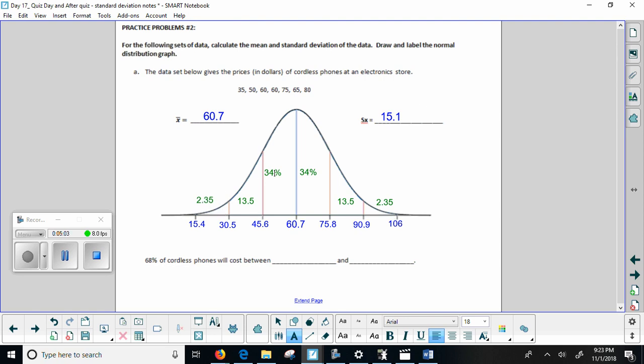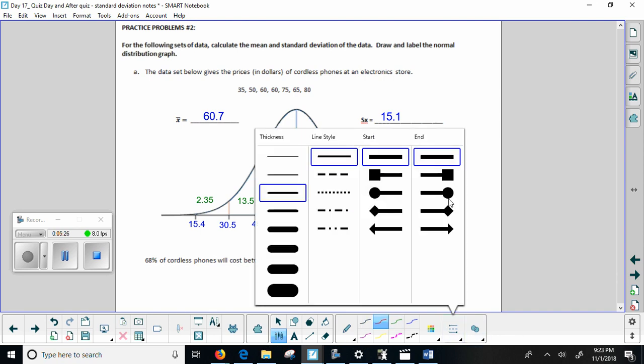Okay, so this is saying 68% of cordless phones will cost between blank and blank. Well, if I look back at my notes from the beginning, if I go out one standard deviation on either side, oh look, these add up to what? 68%. That's what I'm looking for. Okay, so that's these guys right here.